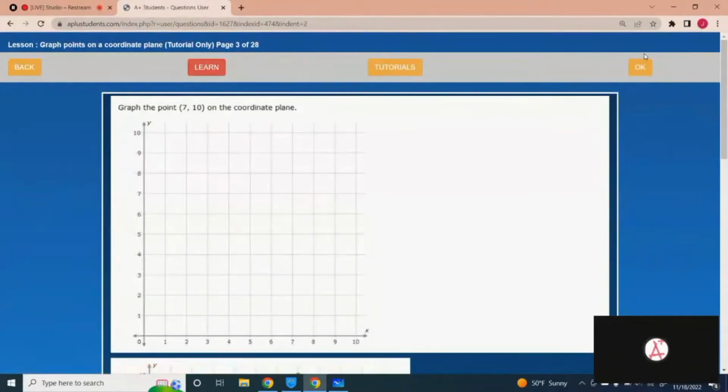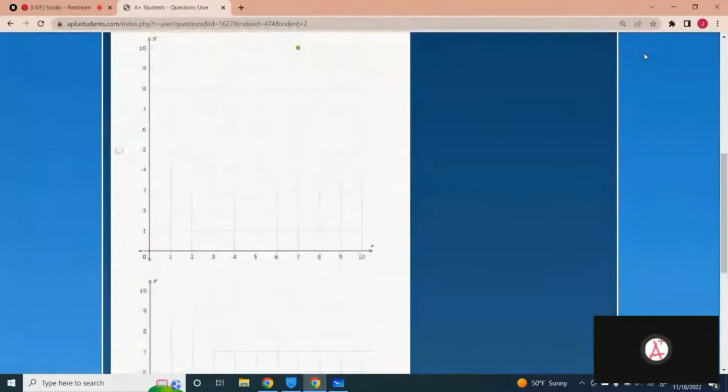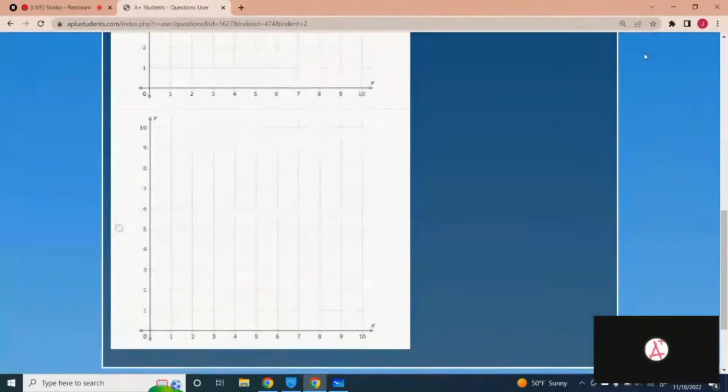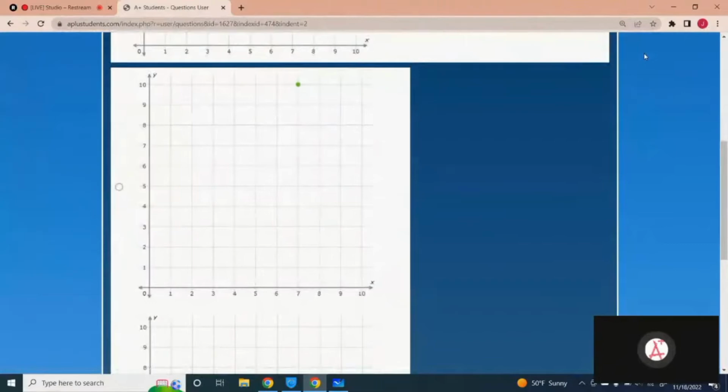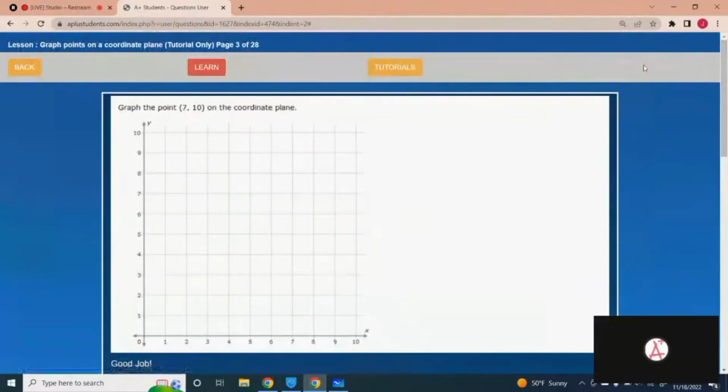Got it? Okay, the next one is graph the point 7, 10 on the coordinate plane. So which option is the correct one? 7 and 10, is it the first option or the second option? Yes, the first option is the correct one. Here you have 7, just match it to the x-axis. Here we are on the 7 and y is on the 10. So the first option is the correct one. Got it?